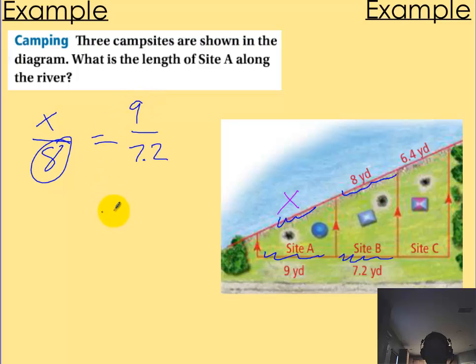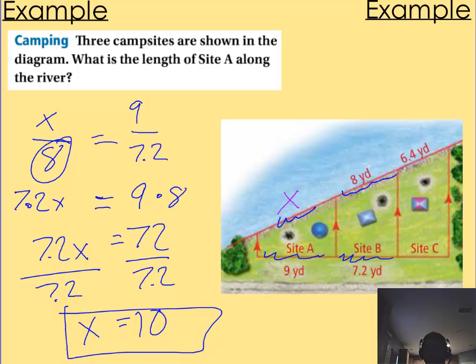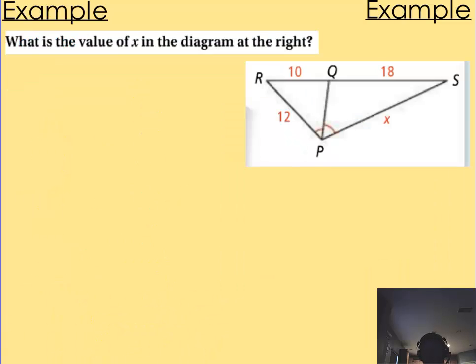So to get rid of these fractions, I can cross multiply here. That 8's going to the top, so I get 9 times 8 and 7.2 times the x, so 7.2x. So 9 times 8 is going to be 72 equals 7.2x. Divide by 7.2 on both sides. You get x equals 10? Probably 10. That's your answer. Next one.